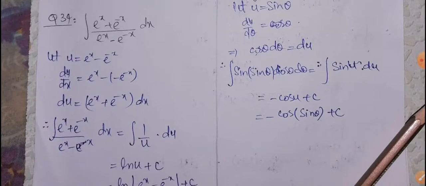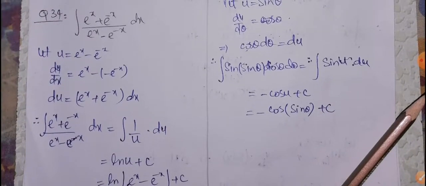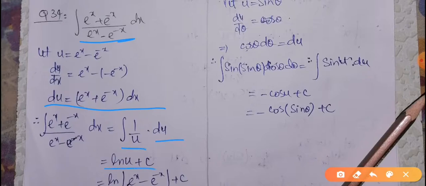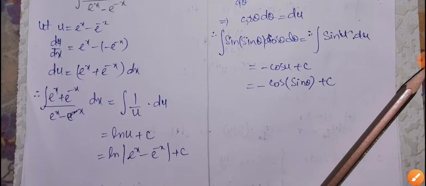So next we have question number 34, integral of (e power x plus e power minus x) over (e power x minus e power minus x) dx. So if I take u to be e power x minus e power minus x, you can see its derivative is going to be (e power x plus e power minus x) into dx. So inserting the values, we will get integral of 1 by u du, that is ln of u plus some constant c, and inserting the value of u again, we get the final answer.